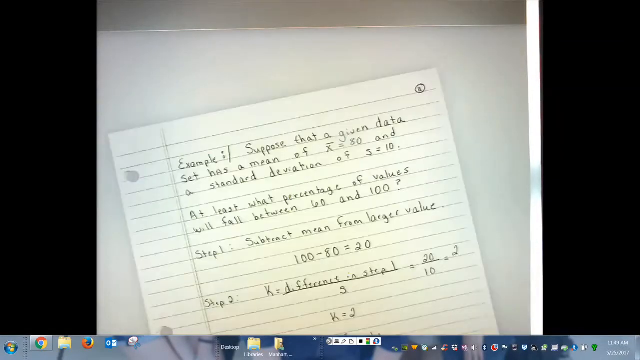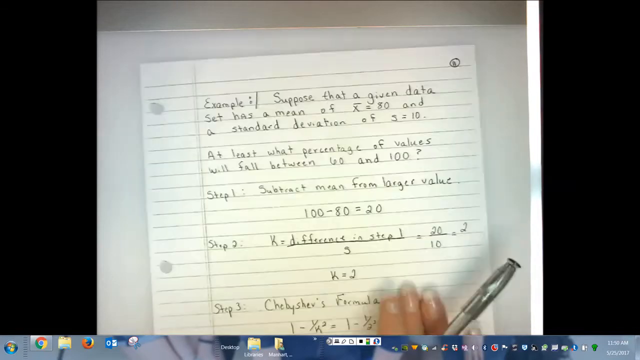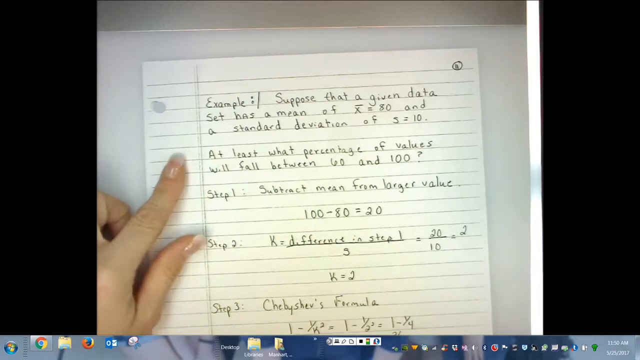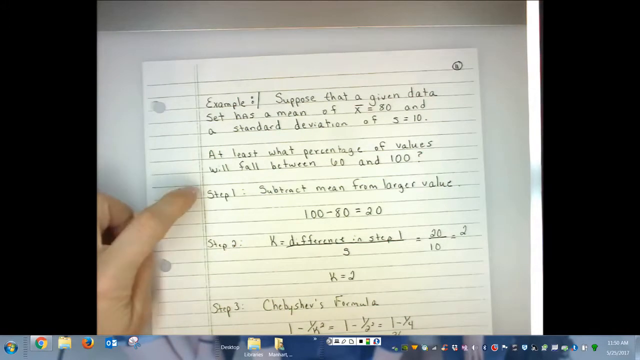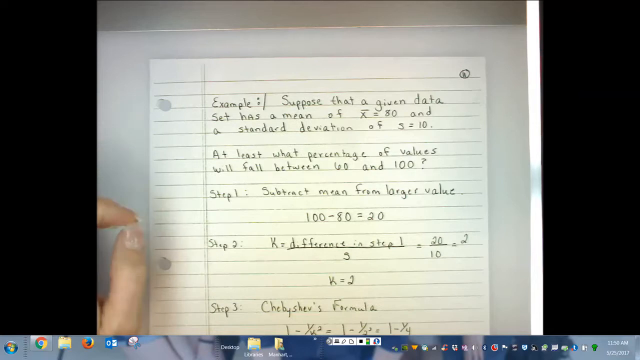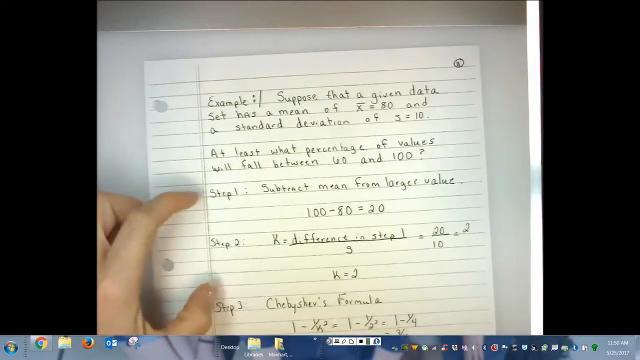So, the last thing I want to talk about in regards to Chebyshev, and I am going to give another example, is this particular type of situation you'll have to cover. And you'll see this type of question a lot. It says, suppose that a given data set has a mean of 80 and a standard deviation of 10. At least, what percentage of values will fall between 60 and 100?